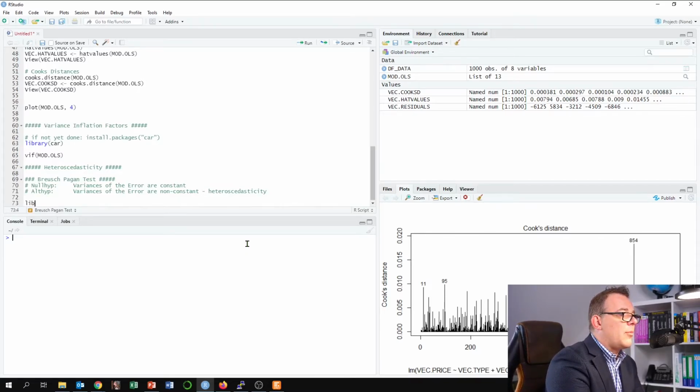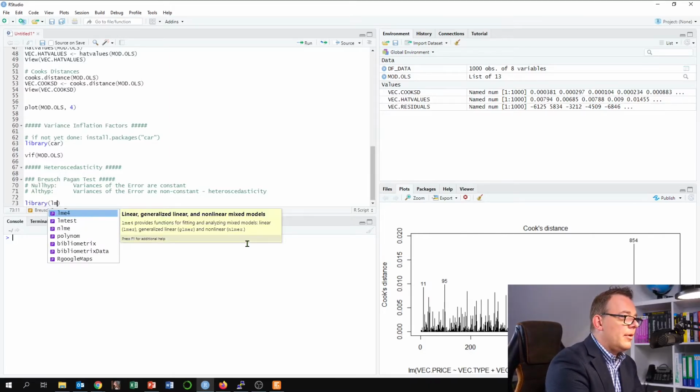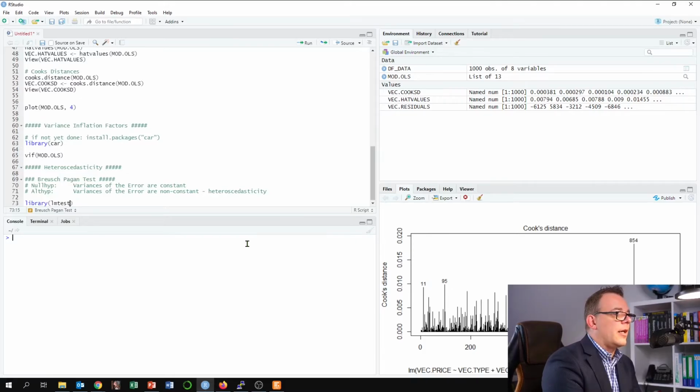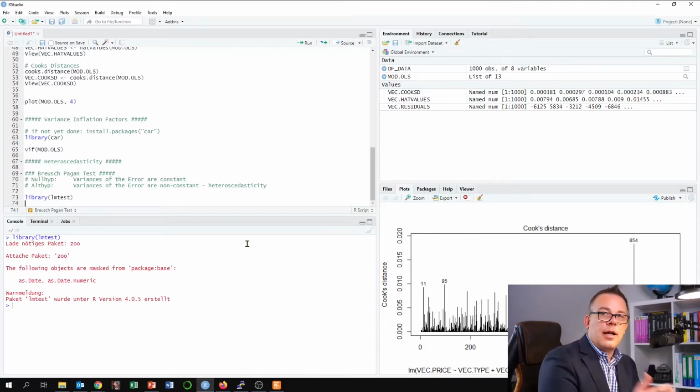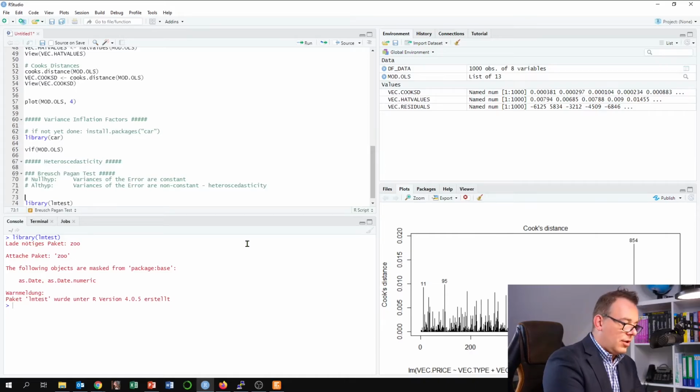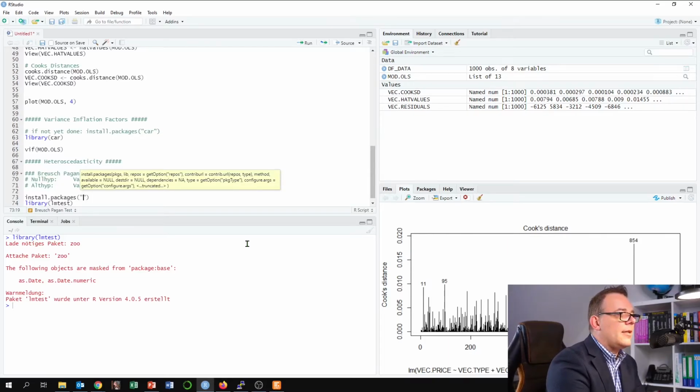So I can start it with library(lmtest), and I can run this line, and I just started the lmtest package. If this package is not yet installed on your computer, of course you have to do that by install.packages and in brackets and quotation marks "lmtest".